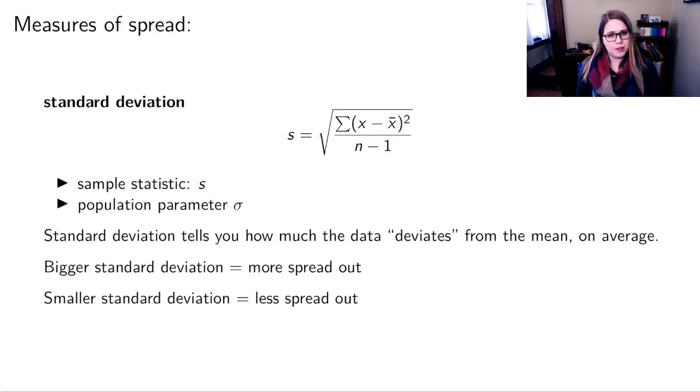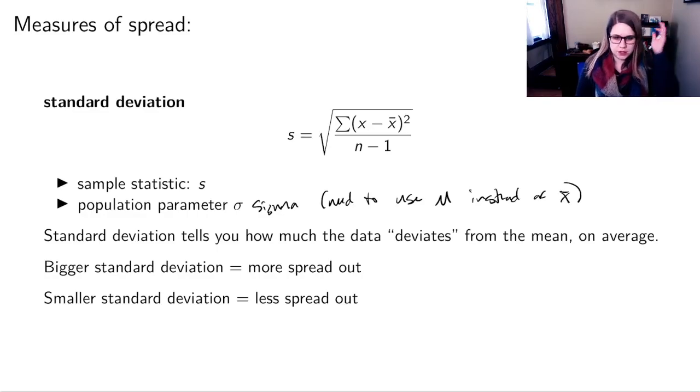If you wanted the population parameter, you somehow had the standard deviation of the whole population, it would be sigma, and you'd need to use mu instead of X bar.